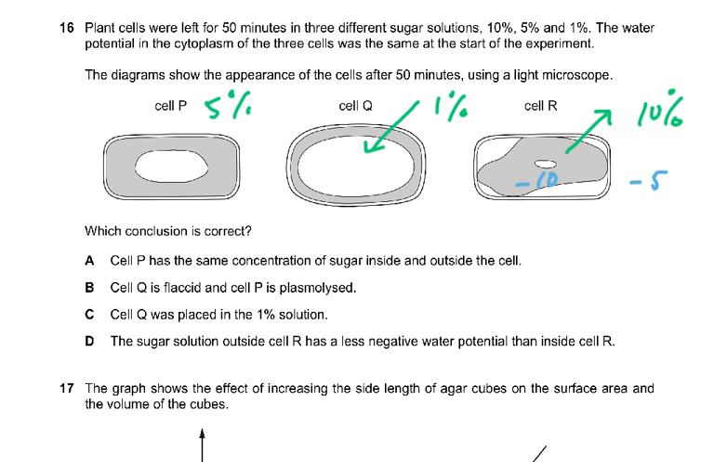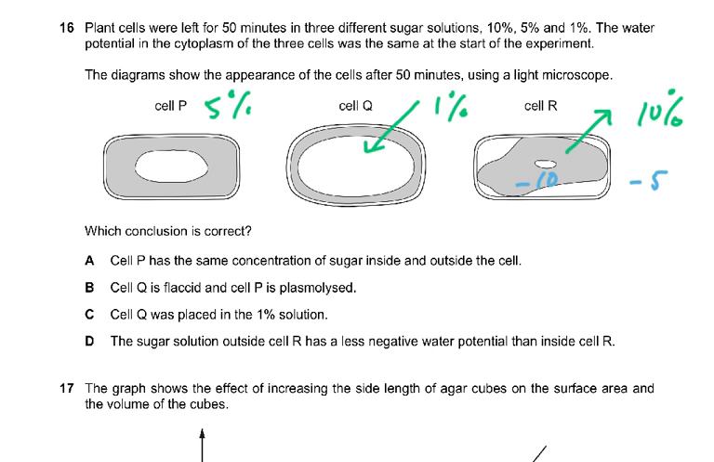Question number 16. Plant cells were left for 50 minutes in three different sugar solutions, 10, 5, and 1%. The water potential in the cytoplasm of the three cells was the same at the start of the experiment. The diagram shows the appearance of the cells after 50 minutes. Now, cell R is plasmolysed, so water has moved out. Cell Q, water has moved in, it has become fully turgid and it's a little bigger than the rest of the two cells. Cell P is fine, but the vacuole is smaller than cell Q. Now, which conclusion is correct? Cell P has the same concentration of sugar inside and outside.